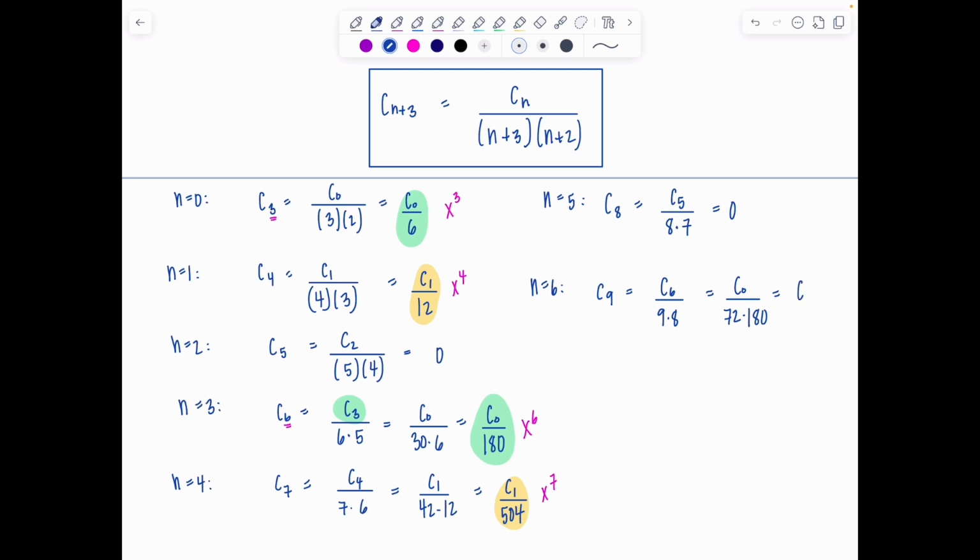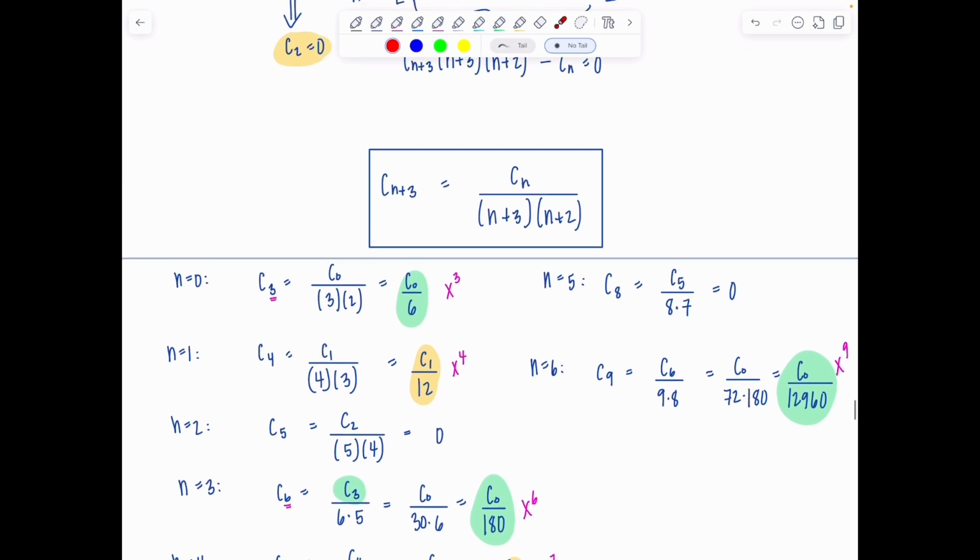This ends up being C0 over 12960. This is the coefficient on x to the 9th. Okay, no surprise. That one's dependent on C0. So I've got 1, 2, 3. Don't forget as well. So here's x cubed, x to the 4th. There's no x to the 5th. X to the 6th, x to the 7th. There's going to be no x to the 8th. Here's x to the 9th.